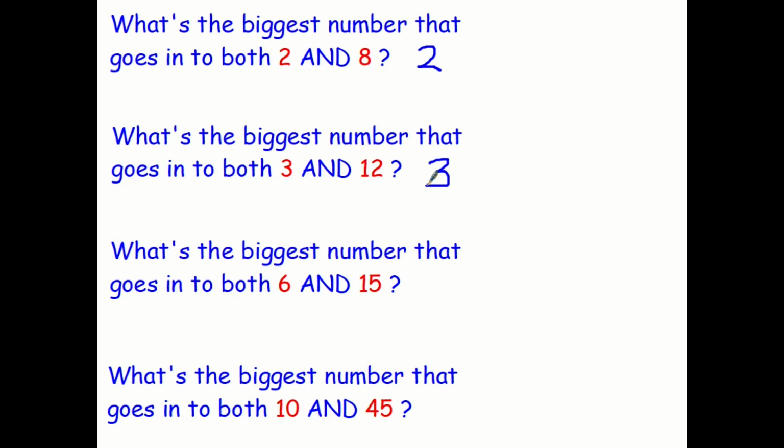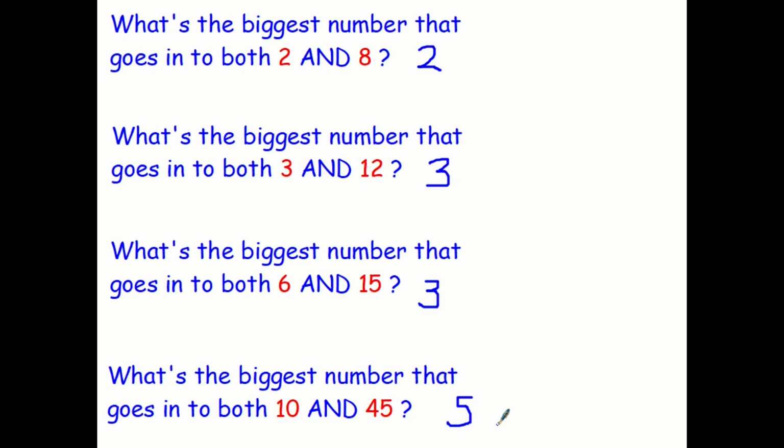What's the biggest number that goes into both 6 and 15? Well, 3 is actually the biggest number that goes into both of those numbers. And finally, what's the biggest number that goes into both 10 and 45? 5 is the biggest number that goes into both of those.